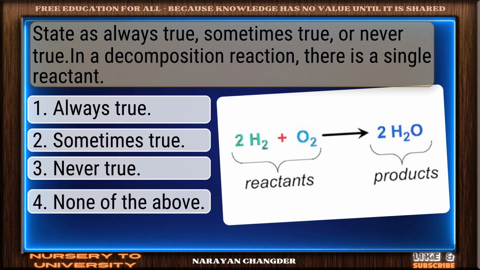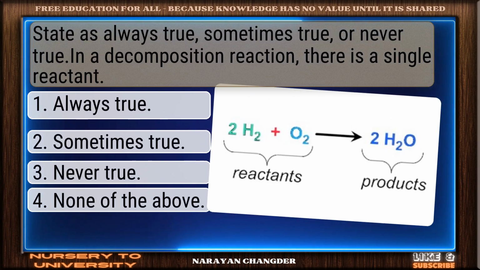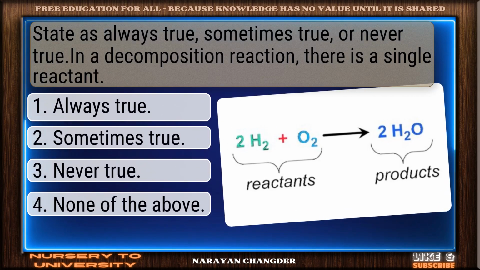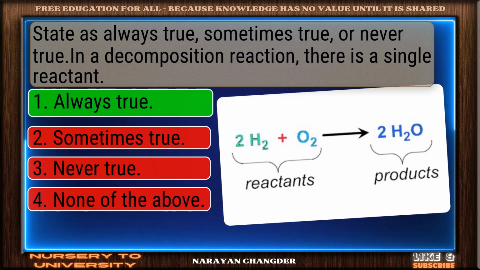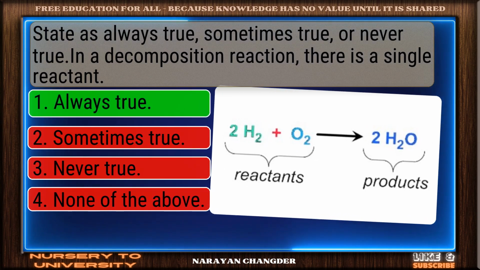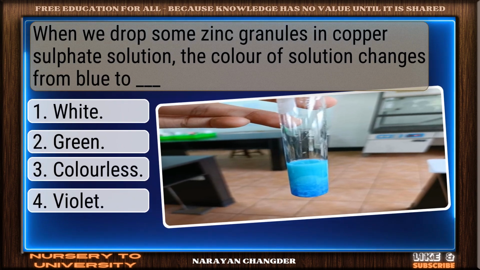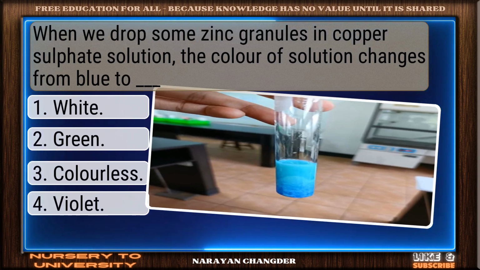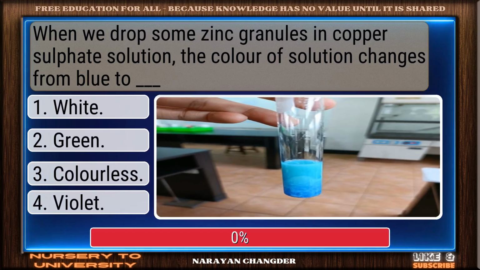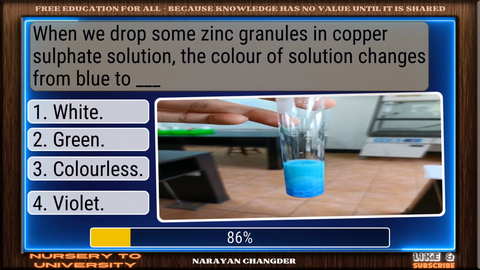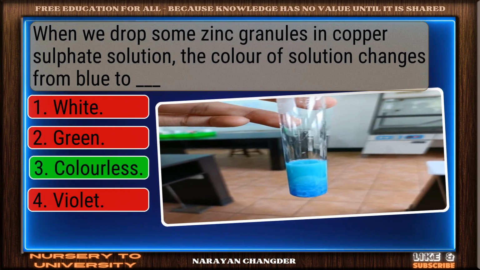State as always true, sometimes true, or never true. In a decomposition reaction, there is a single reactant. Great thinking. Always true is right. When we drop some zinc granules in copper sulfate solution, the color of the solution changes from blue to dash. You got it. Colorless fits.